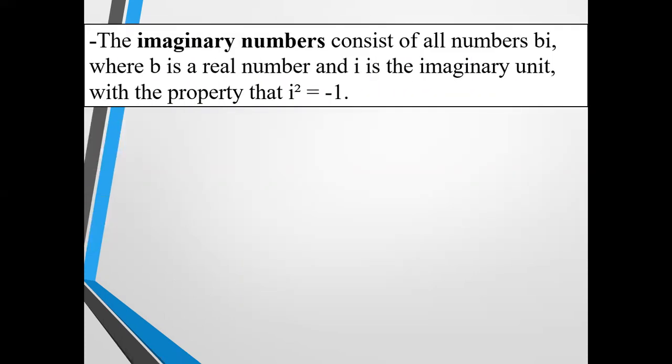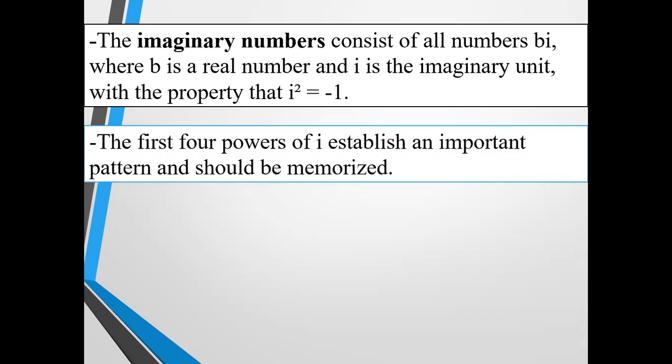So imaginary numbers consist of all numbers of the form bi. When we start with a, if a is the real number, then bi is the imaginary number, where b is a real number and i is the imaginary unit, with the property that i squared is equal to -1. Please take note of that too. We have said that i is the root of -1, but i squared is -1. It's very important. The first 4 powers of i establish an important pattern that you must memorize.